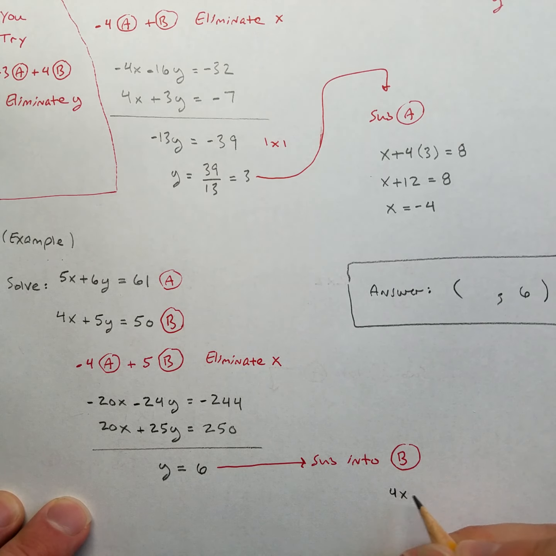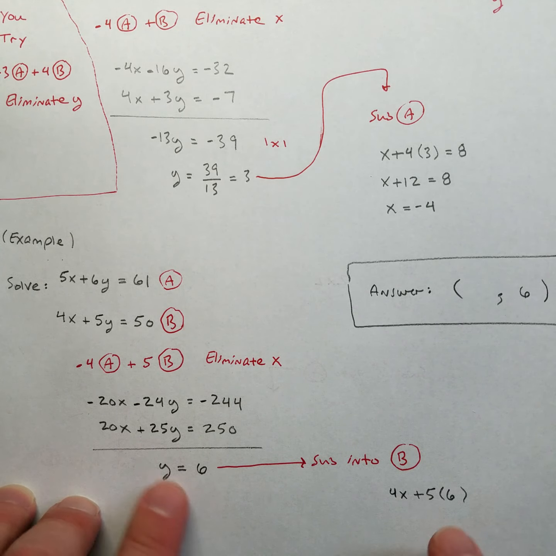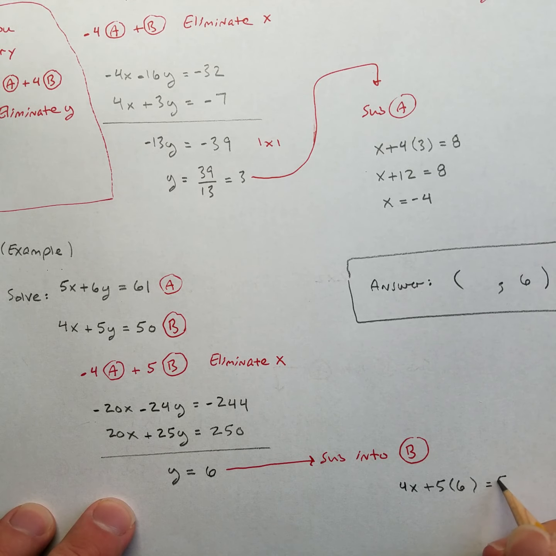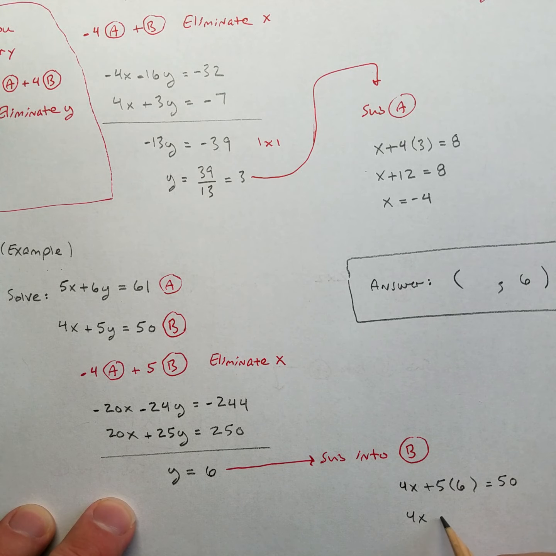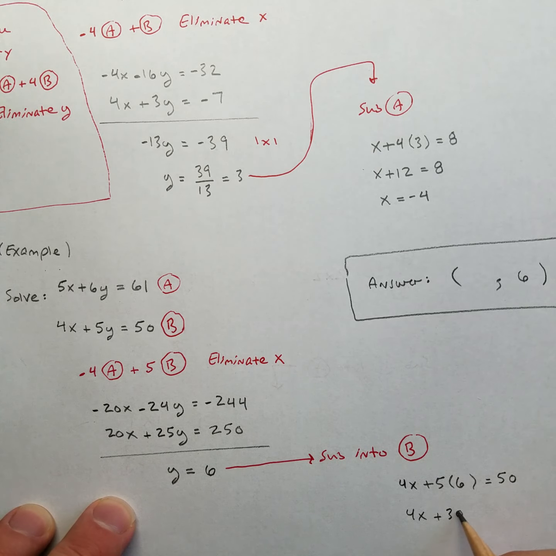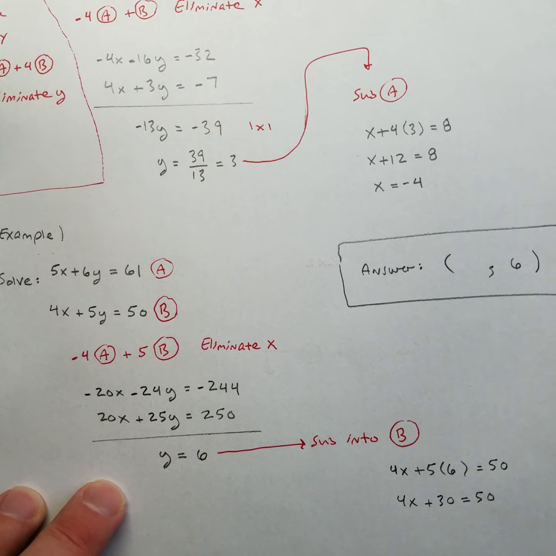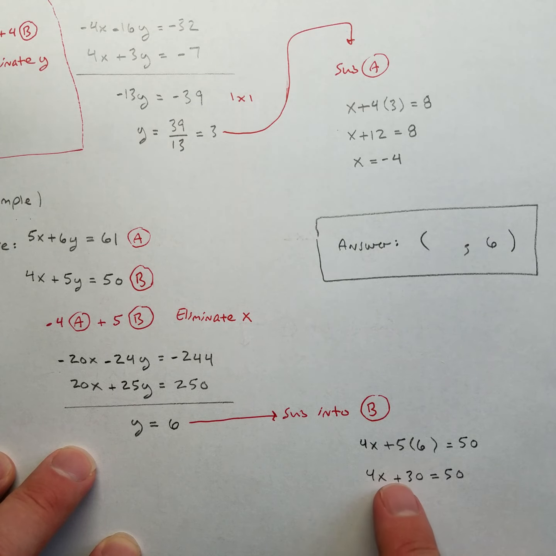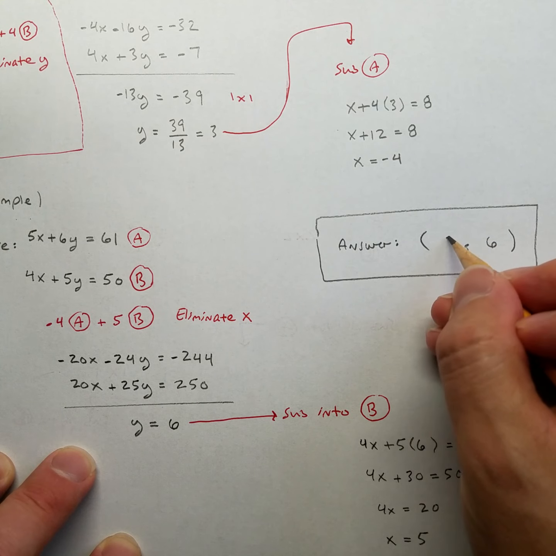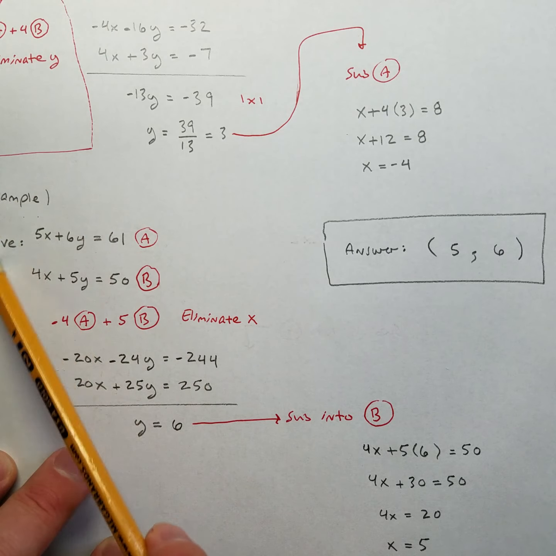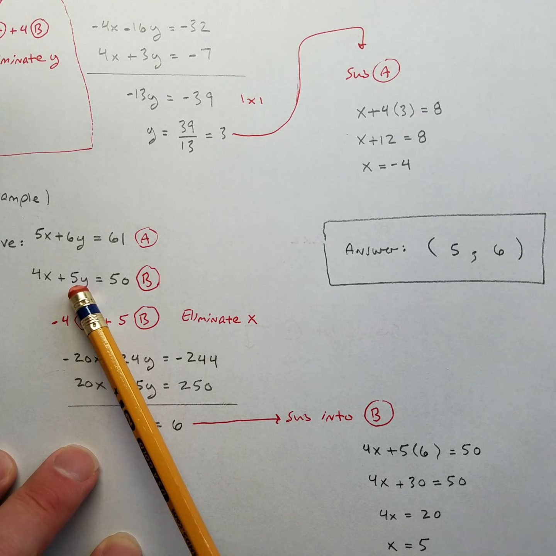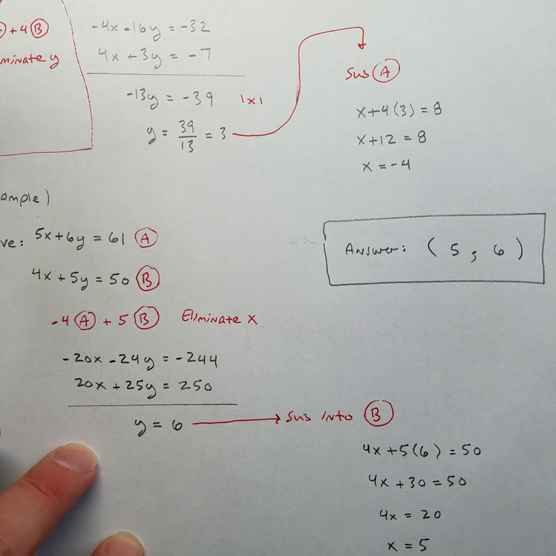It'll say 4x plus 5y, but y is 6. So plus 5 times 6 is equal to 50. So it'll say 4x plus 30 is 50. Okay? And then say we move the 30 over, it'll become negative 30. It says 4x is 20. 4 times what is 20? 4 times 5 is 20. So 5. So the right combination of numbers to solve that original problem is that the x has to be 5 and the y has to be 6.